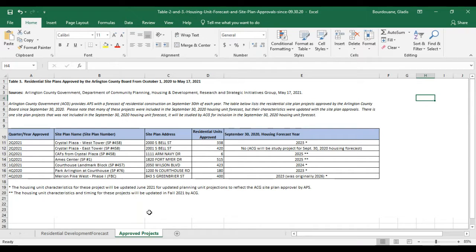So in this table, column A is the quarter and the year that the project was formally approved. Column B is the site plan number. We provide that only in case you're interested in learning more about the project, you can go to the county's website, and they do have pages on all their different site plans that have been approved, and you can look at the site plan report, etc. The site address is one of the addresses for the site plan project that the county provided us.